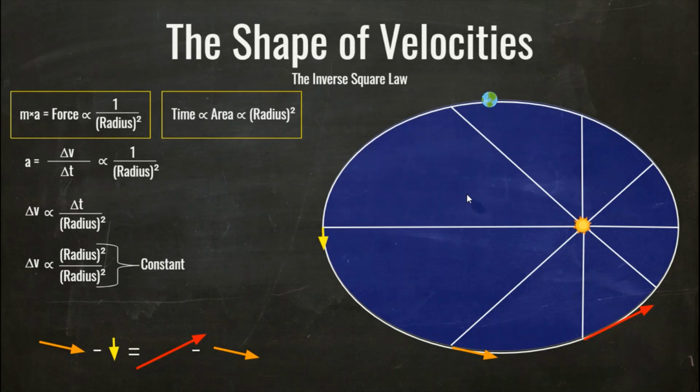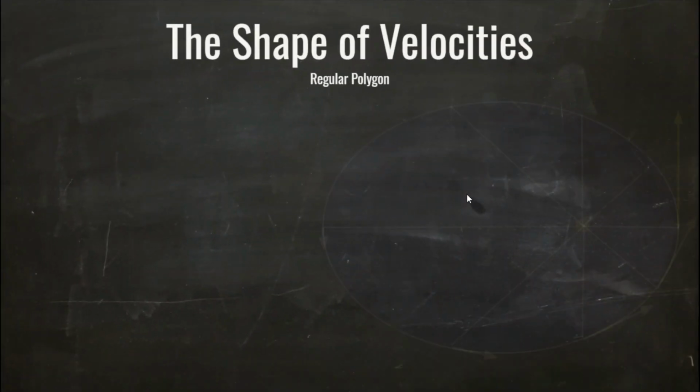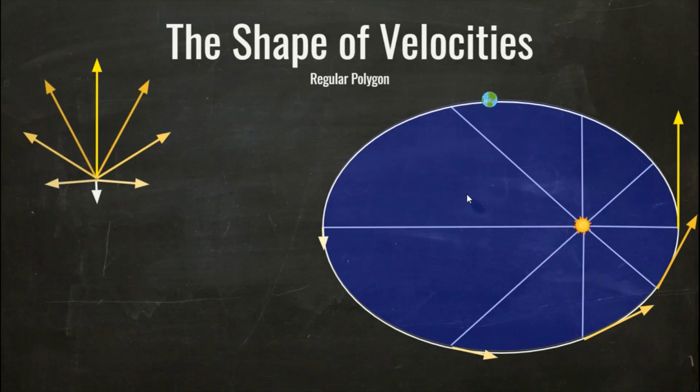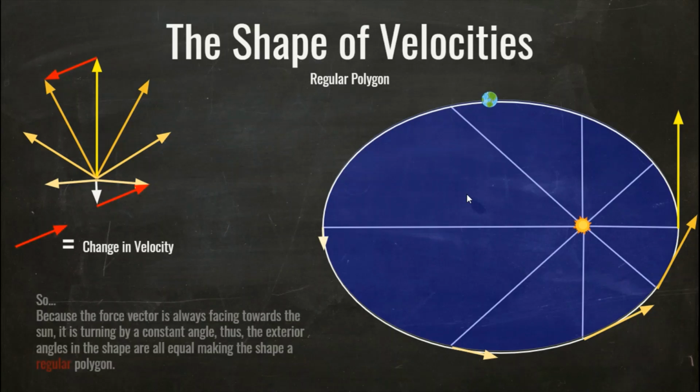So, you will only get a constant answer if the points you picked were equally away from each other in terms of the angle subtended by the center of the Sun. So again, if you were to take as many velocity vectors in an orbit, measure them, and then connect them by their tips, you would get some sort of regular polygon whose side length is equal to the change in velocity vector. And this change in velocity vector, as mentioned in the previous slide, stays constant for any orbiting body.